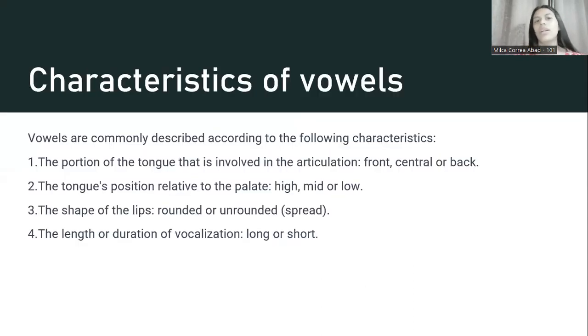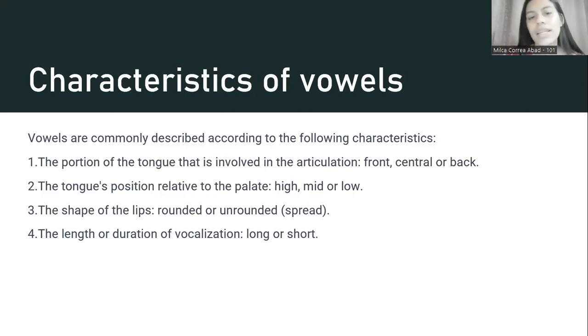As I said, we're going to be looking at the characteristics of vowels, and these are the most common ones. The first one is the portion of the tongue that is involved in the articulation, which is called front, central, and back. Also, the tongue position relative to the palate: high, mid, or low. How high our tongue rises is also a characteristic, and it will help us understand where the sounds come from.